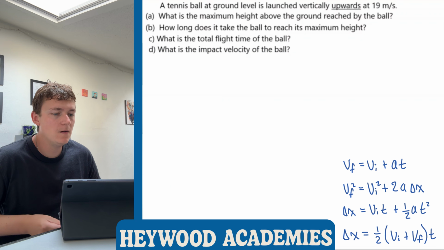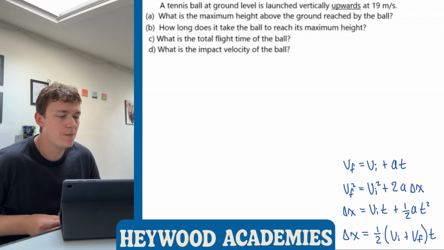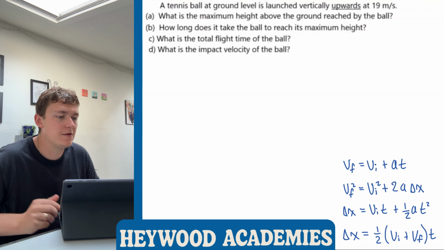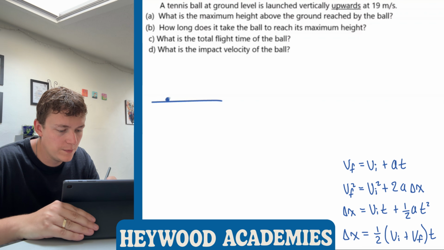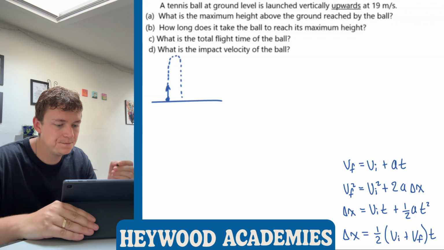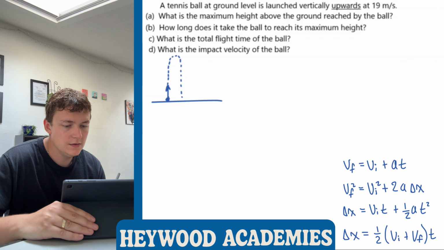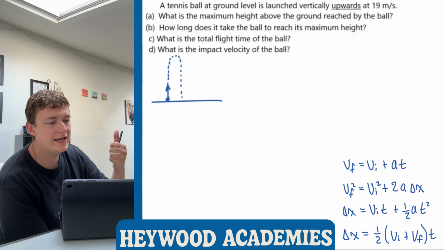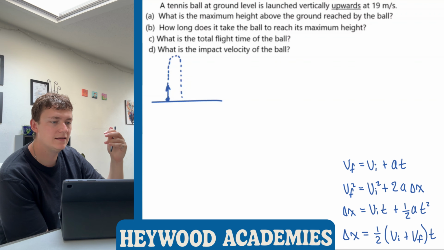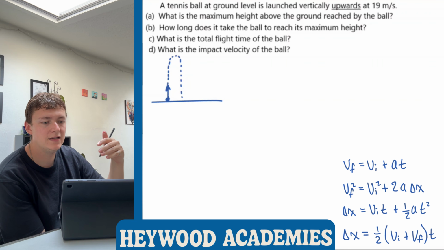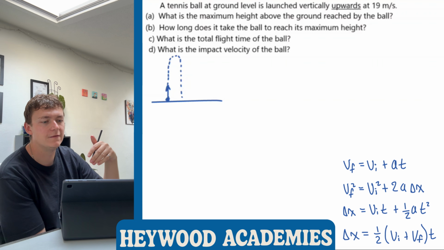Okay, next up we got a tennis ball at ground level is launched vertically upwards at 19 meters per second. What's the maximum height above the ground reached by the ball? So we've got something like this. Ball starts off down here with some initial speed. It goes up, and then at some point it's going to come back down. So if we look at all these questions, we've got the maximum height above the ground. How long does it take the ball to reach the maximum height? Total flight time, and the impact velocity of the ball.